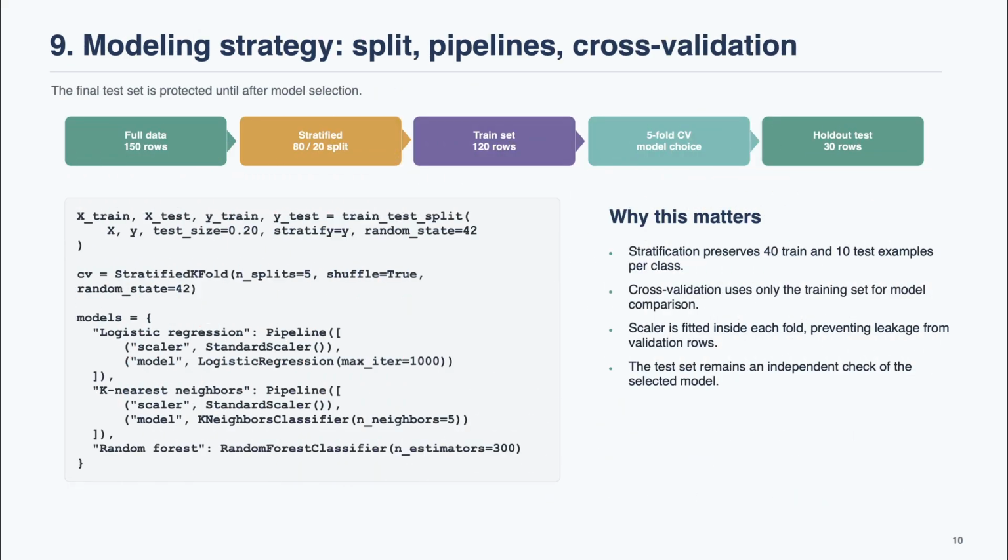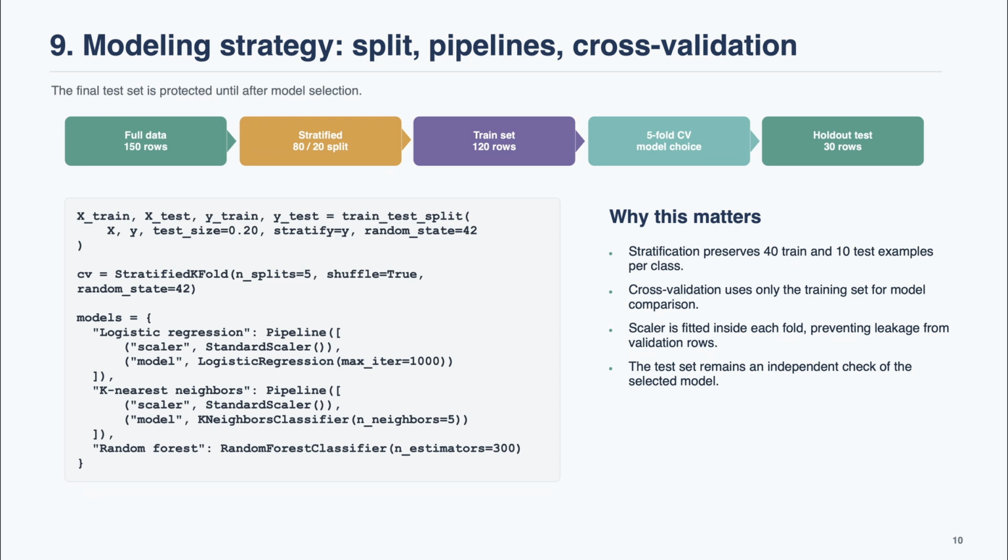Here we discuss the modeling backbone of the project. The full dataset has 150 rows. We use a stratified 80-20 train test split. This gives 120 training rows and 30 holdout test rows. Stratification ensures that each species remains equally represented in both training and test sets.